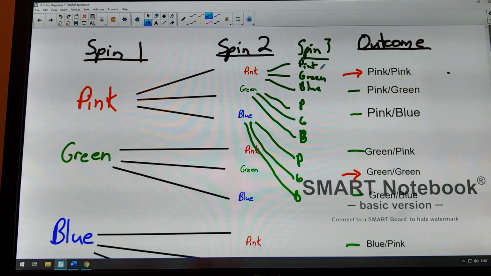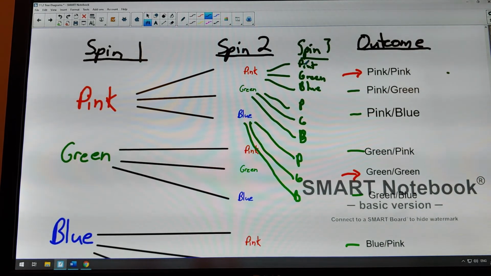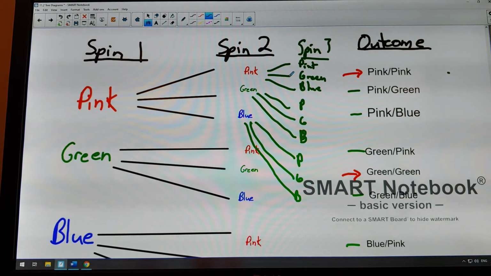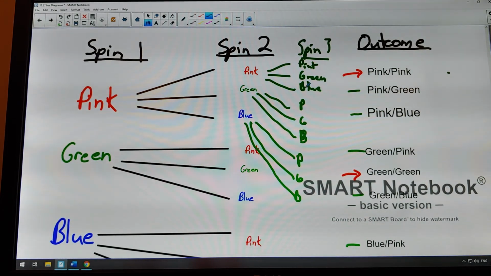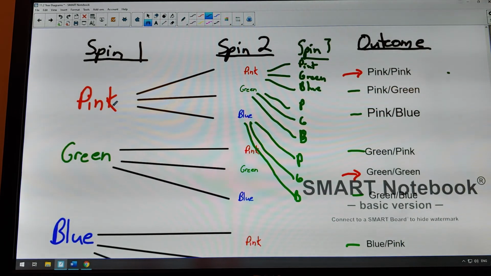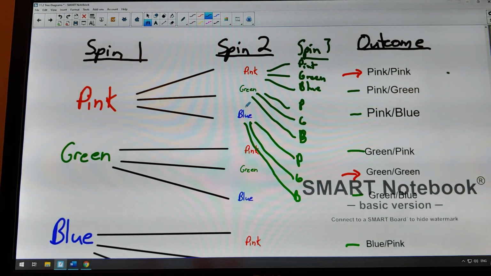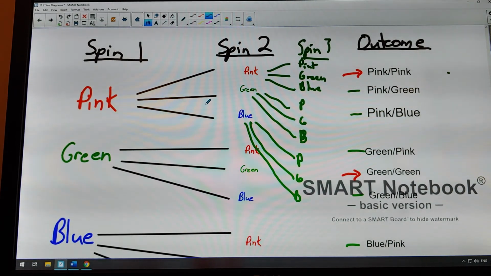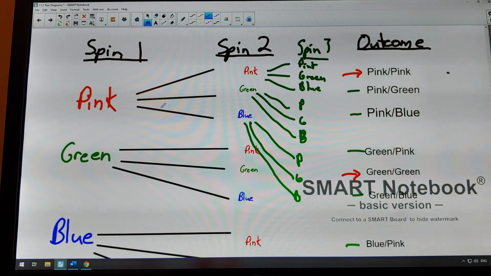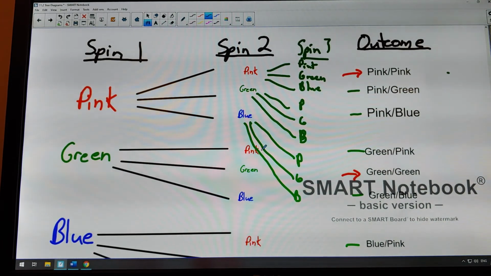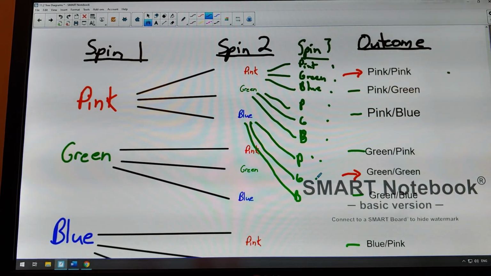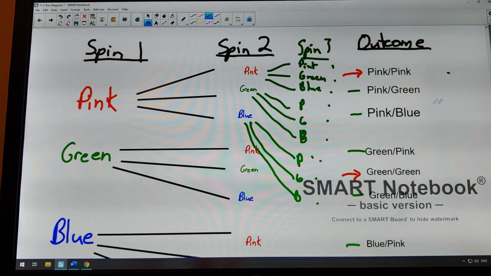And then for your outcomes, you would go pink, pink, pink; pink, pink, green; pink, pink, blue. Next would be pink, green, pink; pink, green, green; pink, green, blue. And then pink, blue, pink; pink, blue, green; pink, blue, blue. So you just follow the path all the way to each of the endpoints until you list them all off. And then that's what you would write over here.